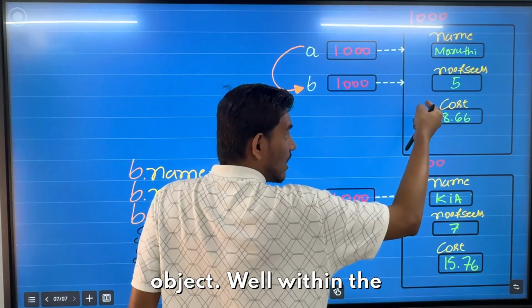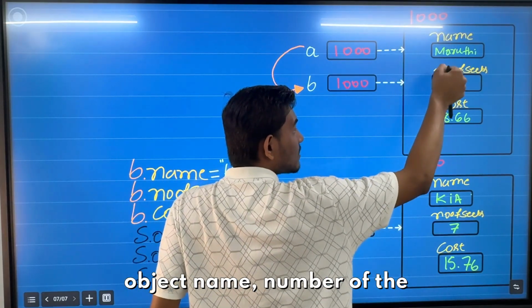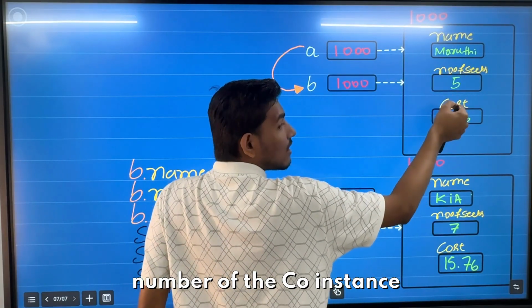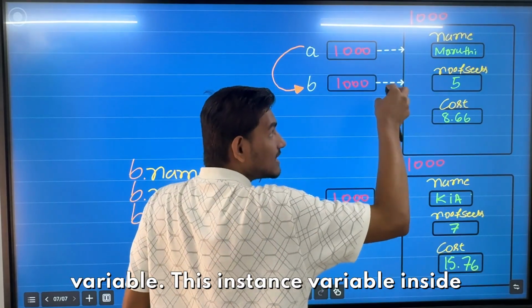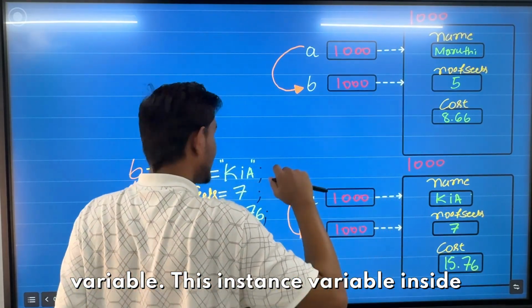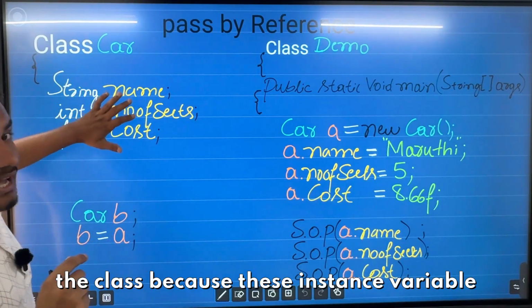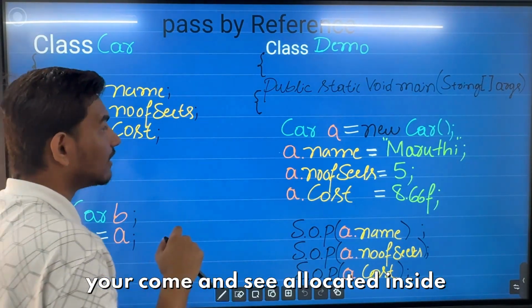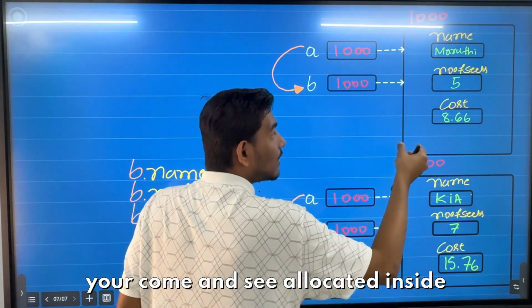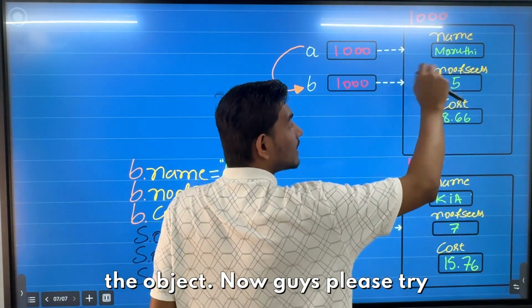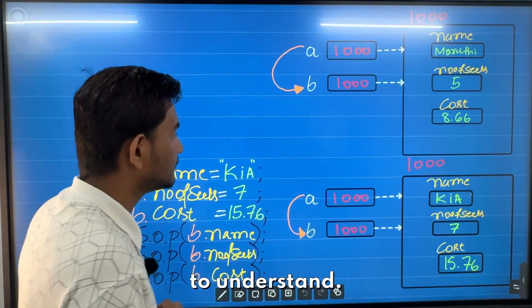Within the object are the name, number of seats, and cost instance variables. The instance variables declared inside the class come and sit allocated inside the object. Now guys, please try to understand.